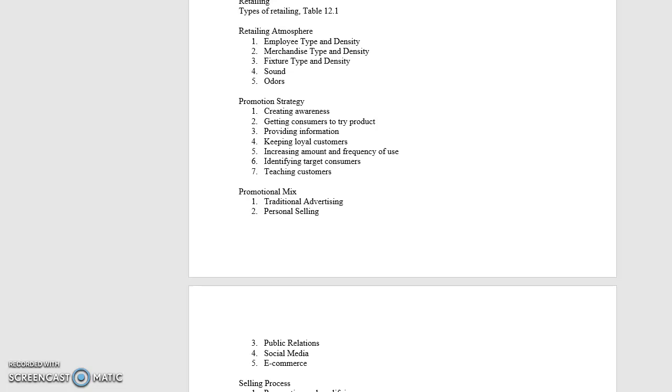When a product is brand new, you want to create awareness. People probably don't know that it's out there, okay? Another one, number 5, increasing amount and frequency of use. Customers know it's out there. Now, let's see if we can get them to use it more and more and more. So those are the 7 steps or 7 strategies for promotions. Let's talk about how you do that.